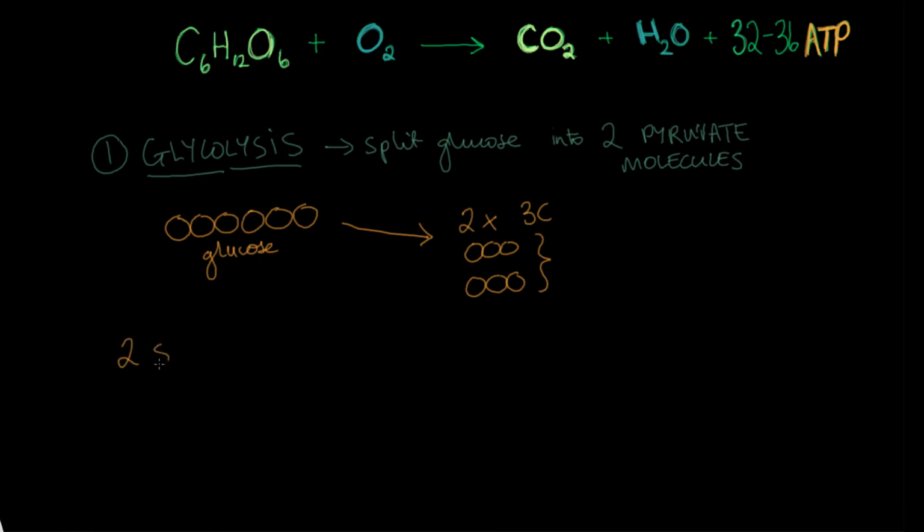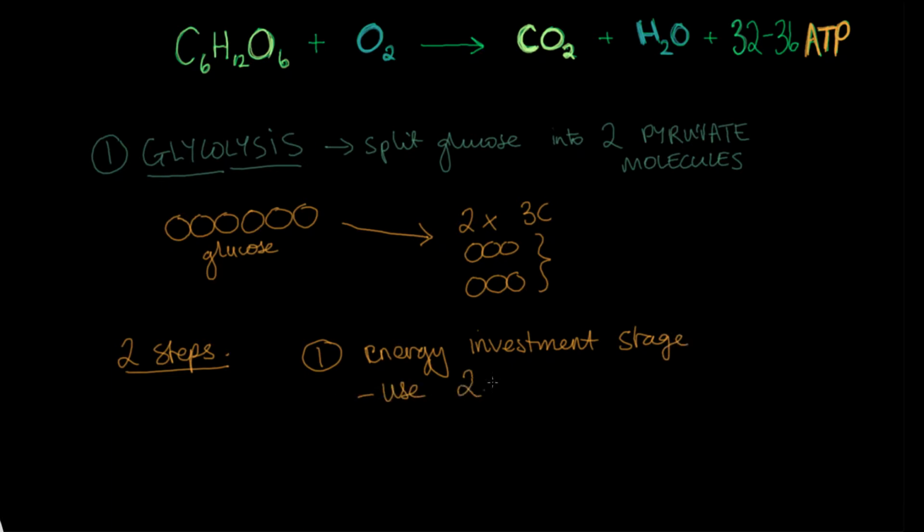Now there are 2 steps of glycolysis. The first one is an energy investment stage. And here we are going to use 2 ATP molecules. Okay, so right now let's keep track over here of how many ATP molecules. We've got -2, so we've used 2 ATP molecules, and this is per glucose molecule. Now the second step is an energy harvesting phase.